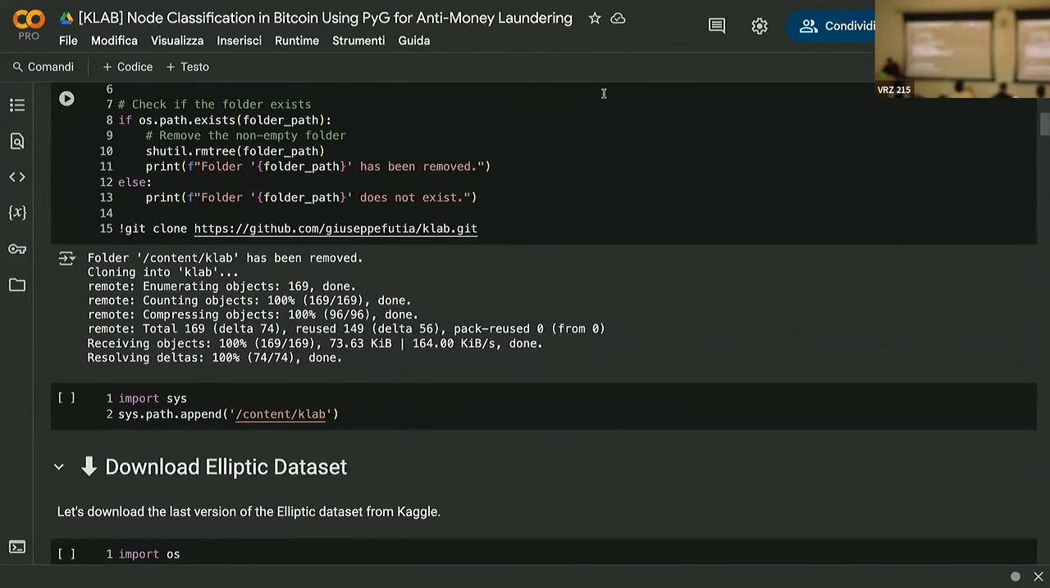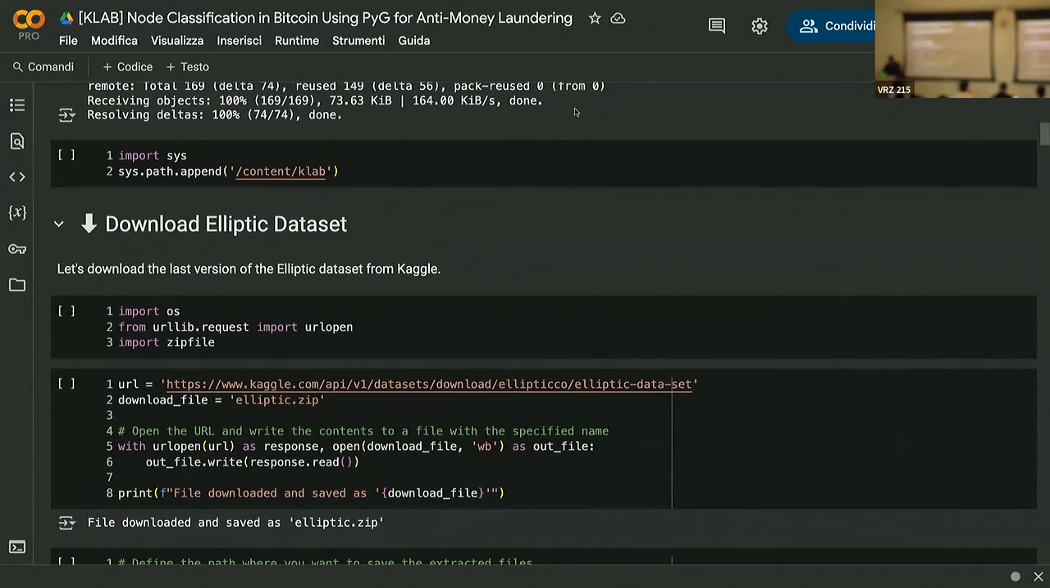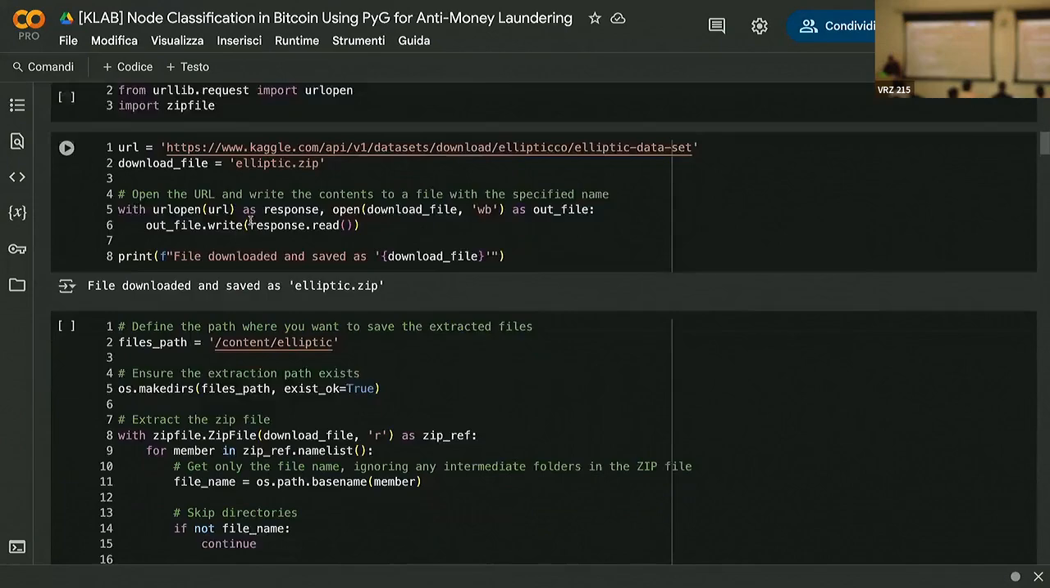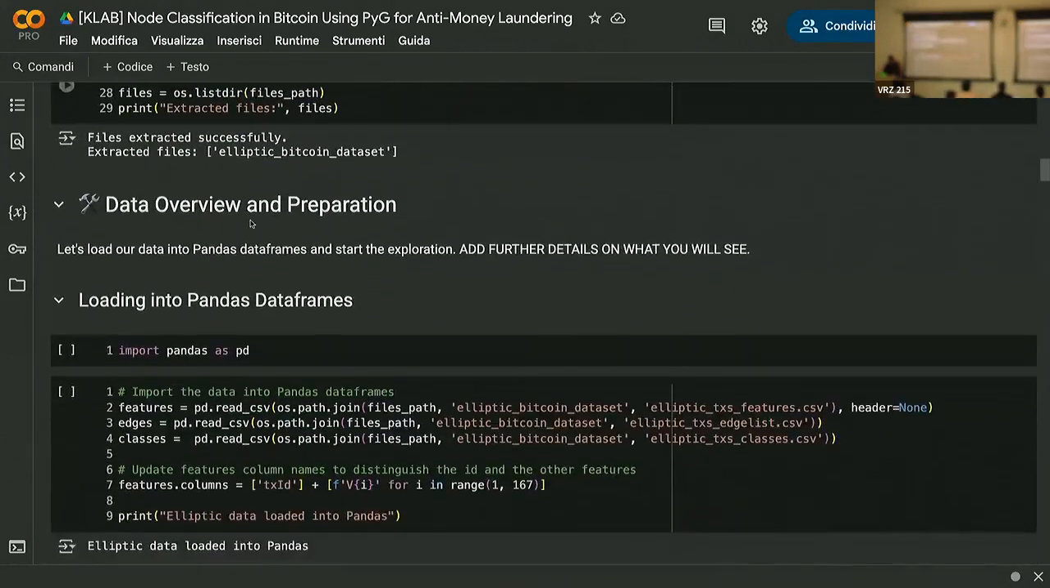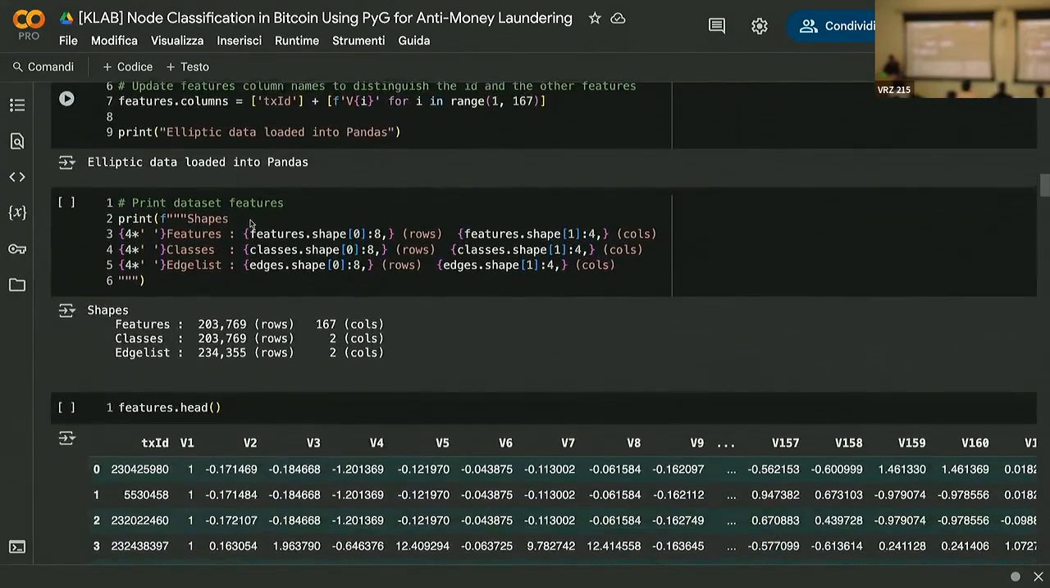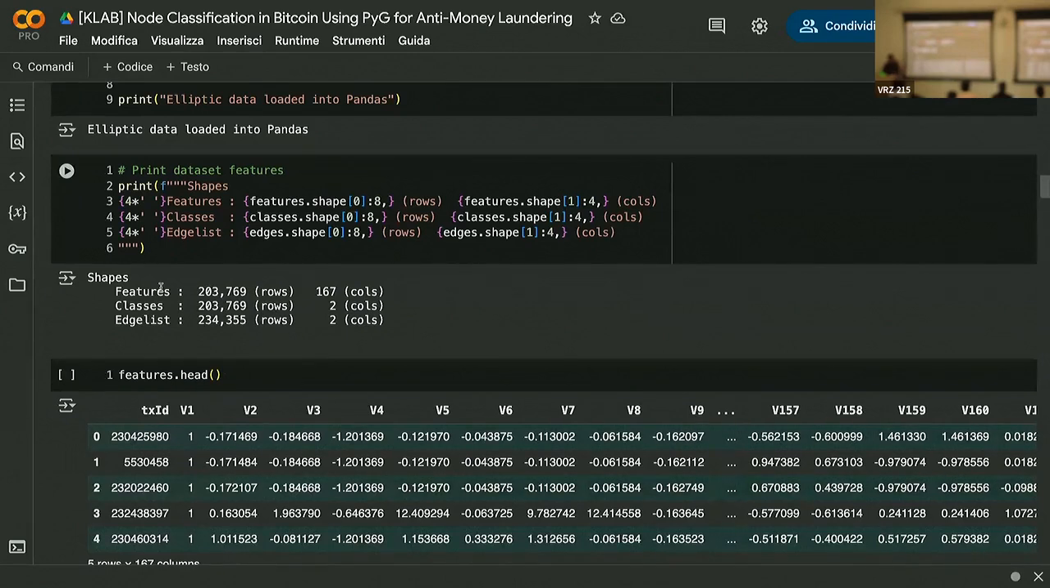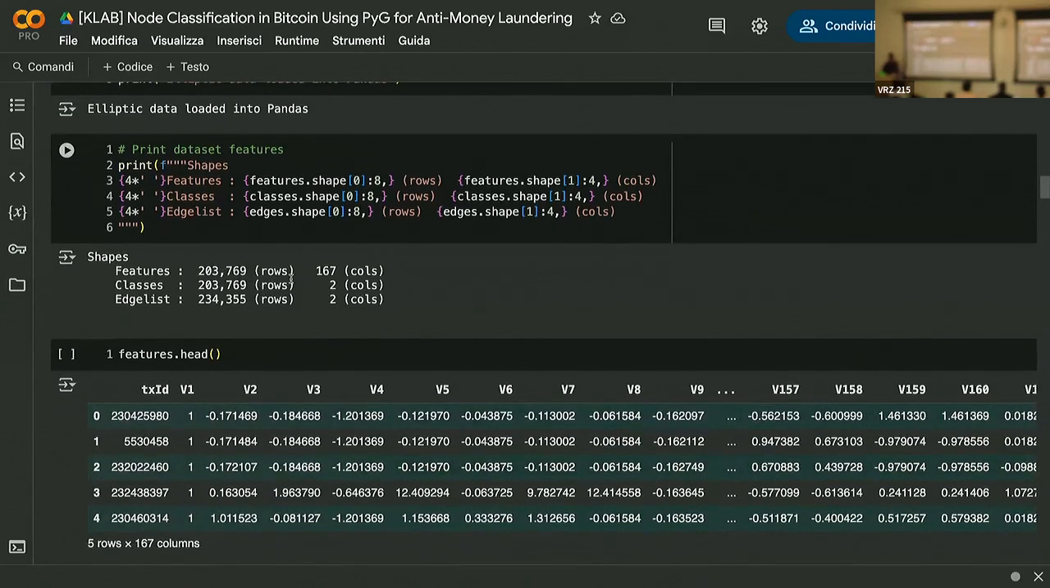Okay, here you have the import stuff. Then you have a part in which you download the data set. The data set that we use is called Elliptic, which is basically a photograph of a Bitcoin network at a certain instant of time, right? So you make some pre-processing, and in the initial phase of the data, you have the 3 different CSV files that are structured like this, right?